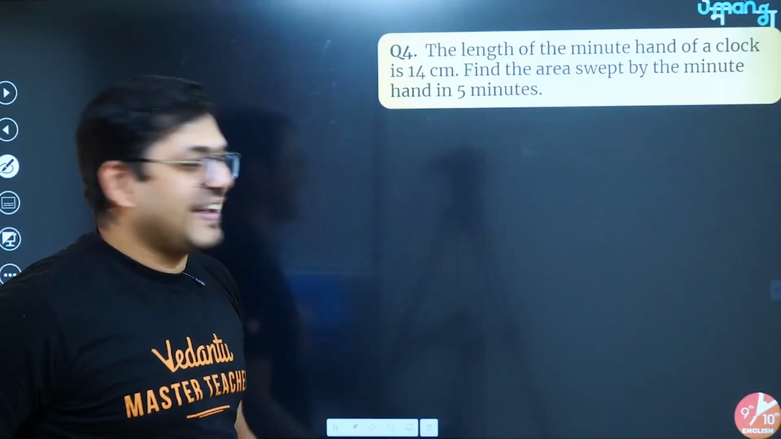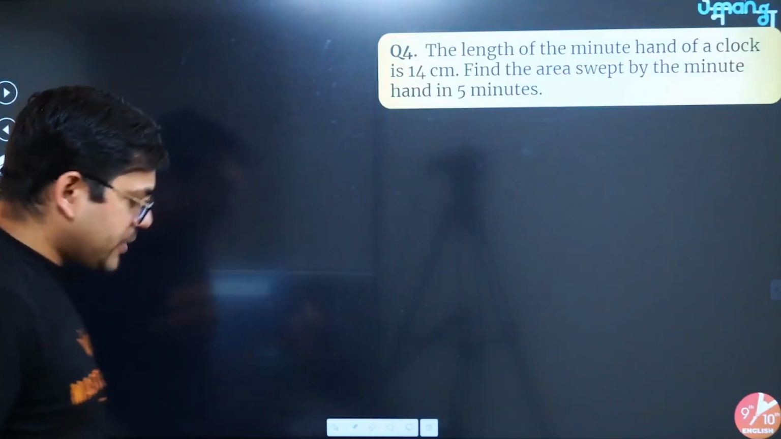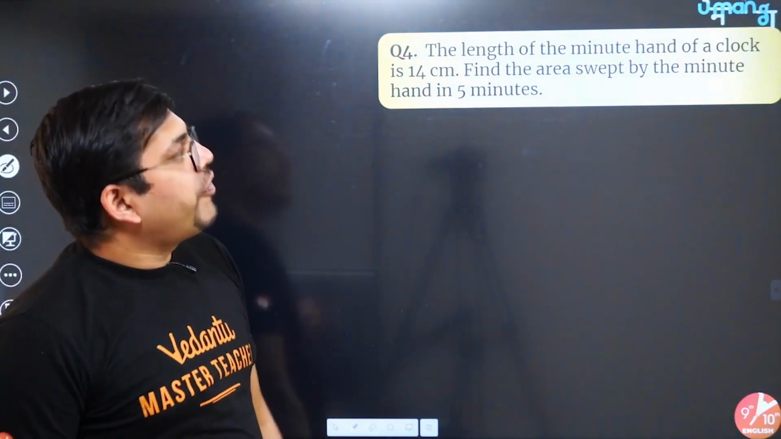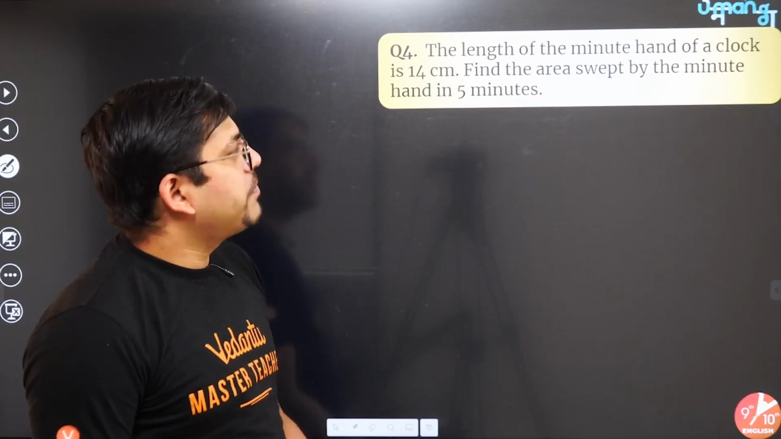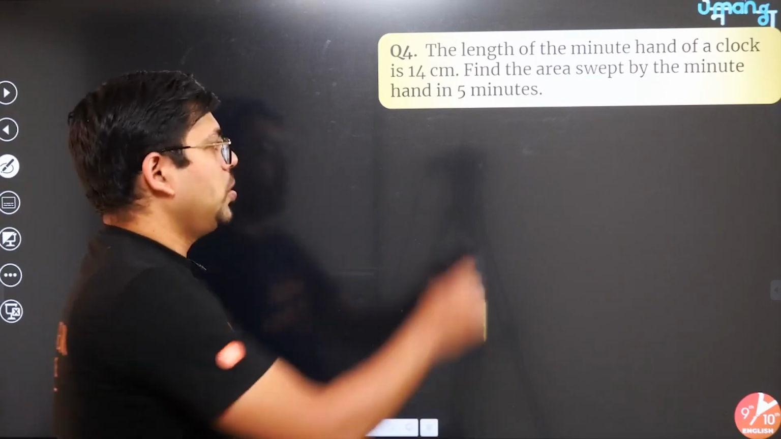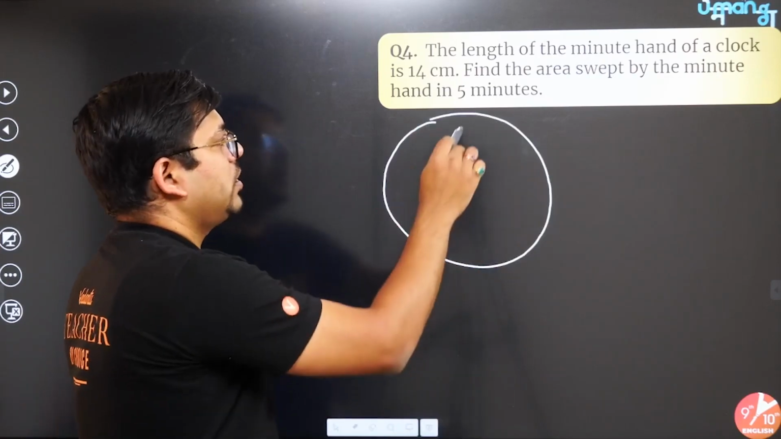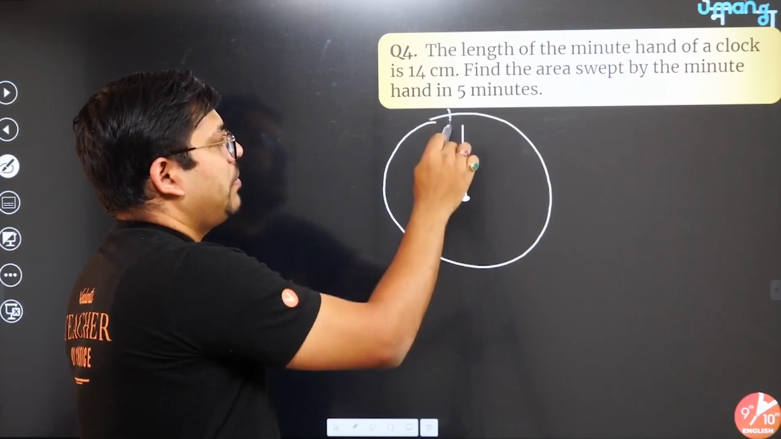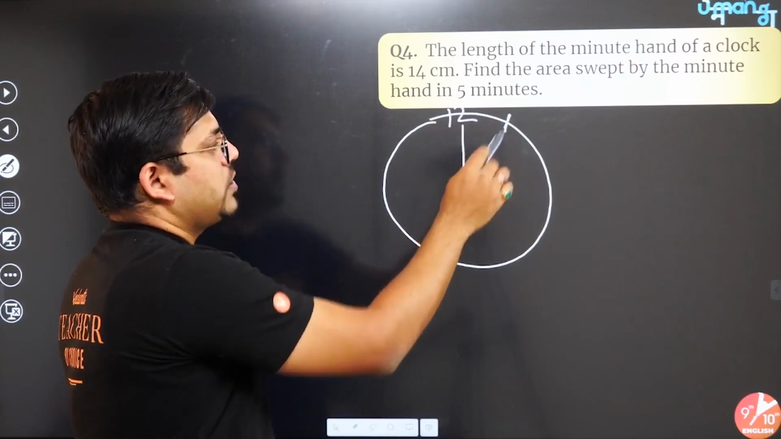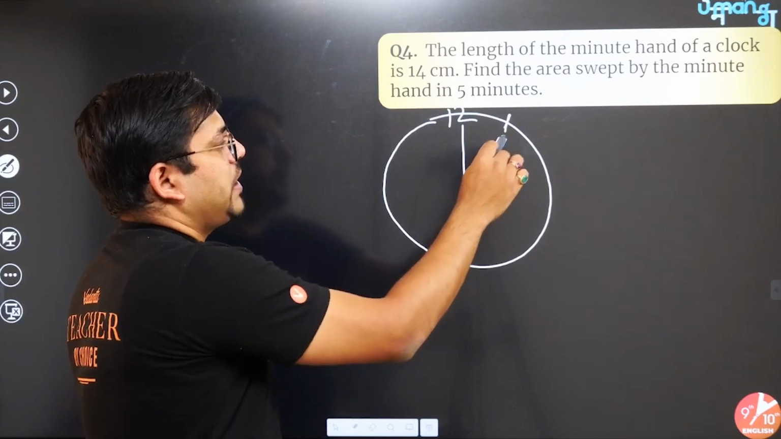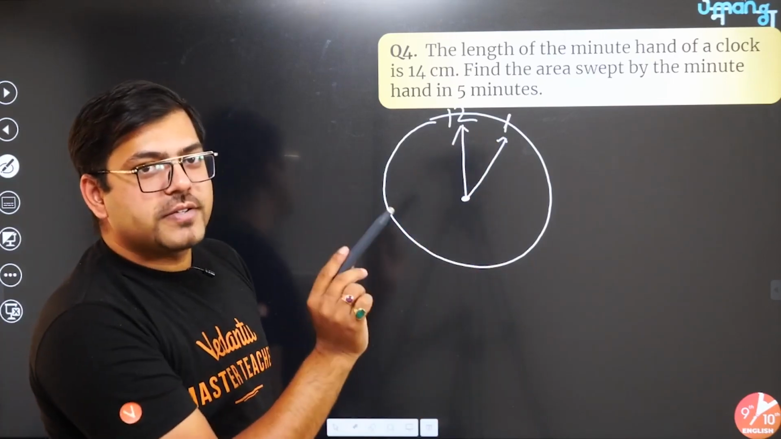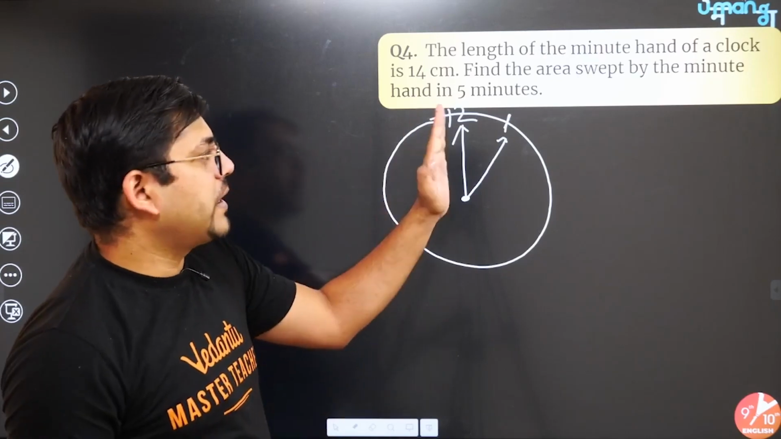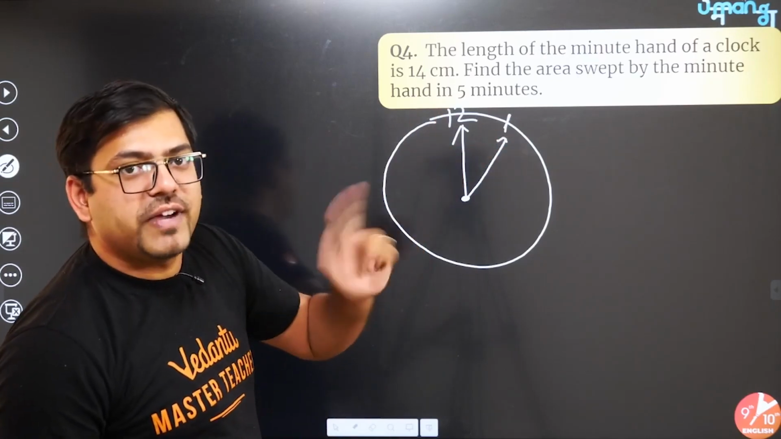Moving on. Here's the next question. It says that the length of the minute hand of a clock is 14 centimeter. Find the area swept by the minute hand in 5 minutes. Cool. So this means that you have a clock, and this is the minute hand, maybe at 12. At 1, the minute hand will be here, and this is what is called 5 minutes, isn't it? So if the minute hand comes from 12 to 1, this means 5 minutes.